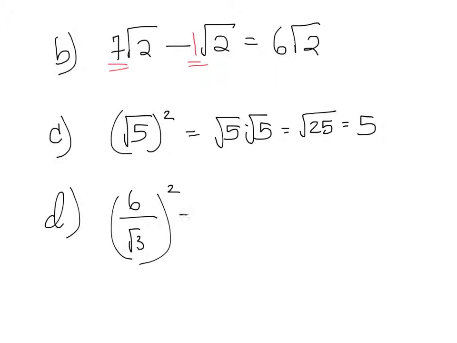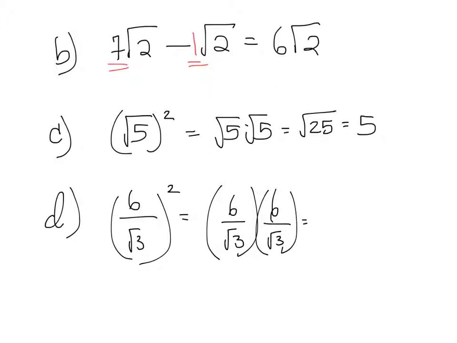By the same token, if we were to rewrite this one out, it's the same thing as 6 over radical 3 times itself. Well, if you multiply your numerators, 6 times 6, and multiply your denominators, we can simplify radical 9 to 3 and then reduce our fraction and get 12.